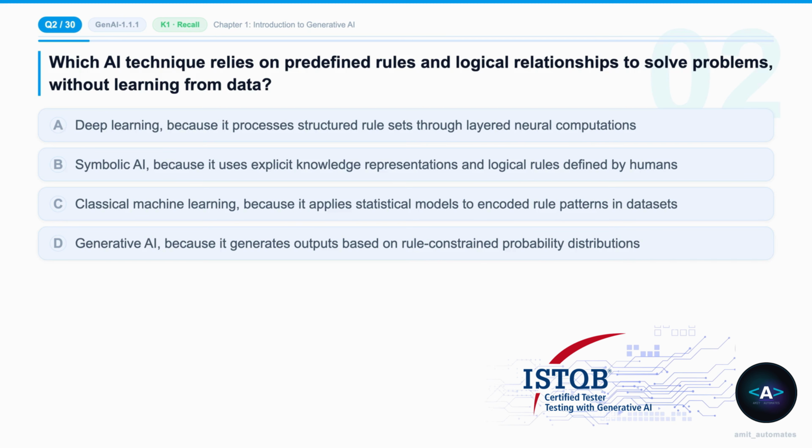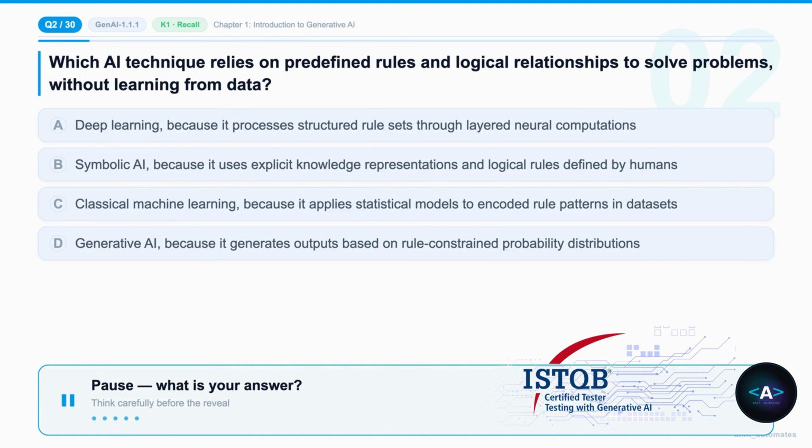C. Classical machine learning, because it applies statistical models to encoded rule patterns in datasets. D. Generative AI, because it generates outputs based on rule-constrained probability distributions. Take a moment. What is your answer?